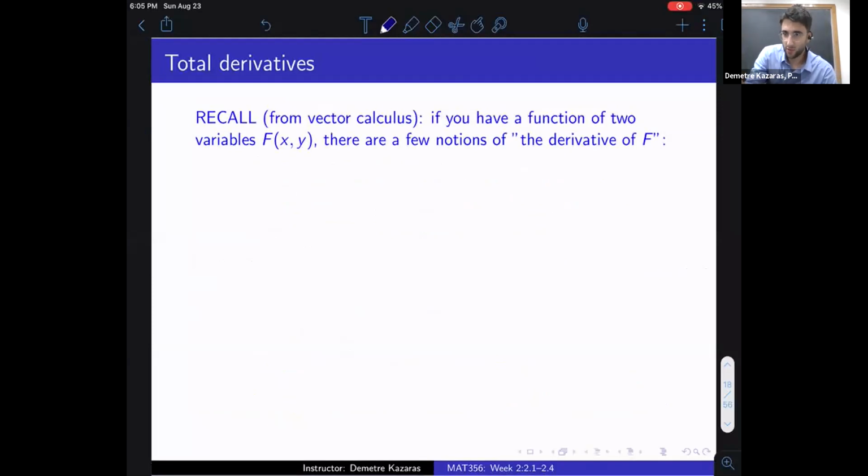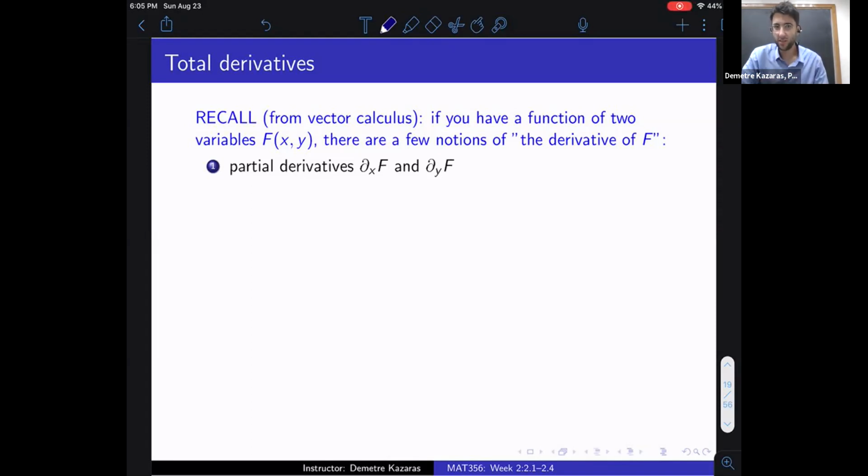You've seen these objects before, these differential forms, but they were probably not called that. Maybe they were, depending on what class you took. But from vector calculus, let us recall, if you have a function of two variables, as opposed to just one, like capital F of x and y, there are a couple of different notions of what is a derivative of capital F. So first of all, you have the partial derivatives. You could take your expression for F, think of y as constant, and take a derivative with respect to x. That would be the x derivative, treating y as constant.